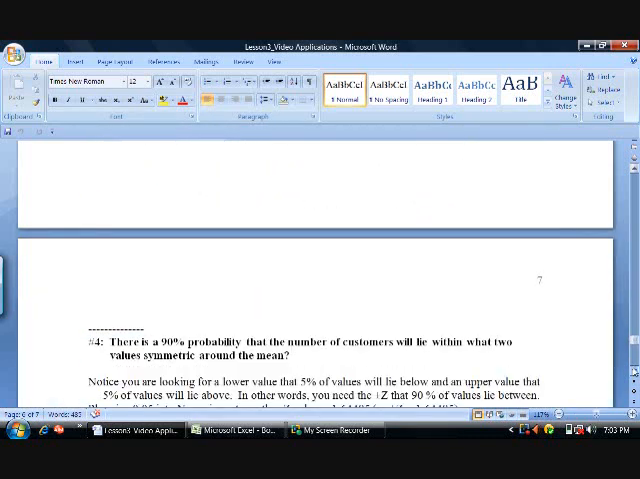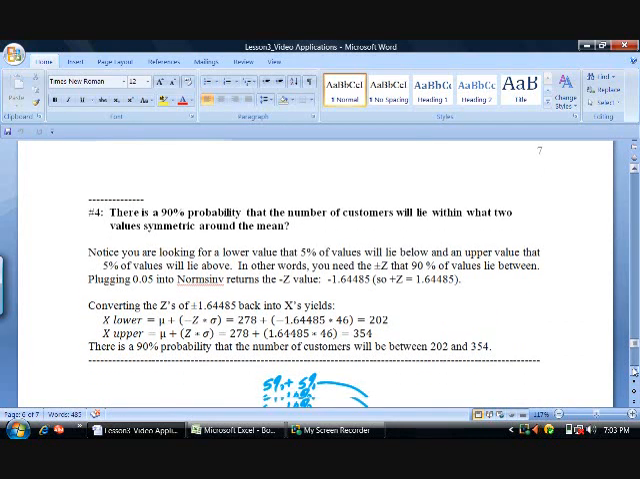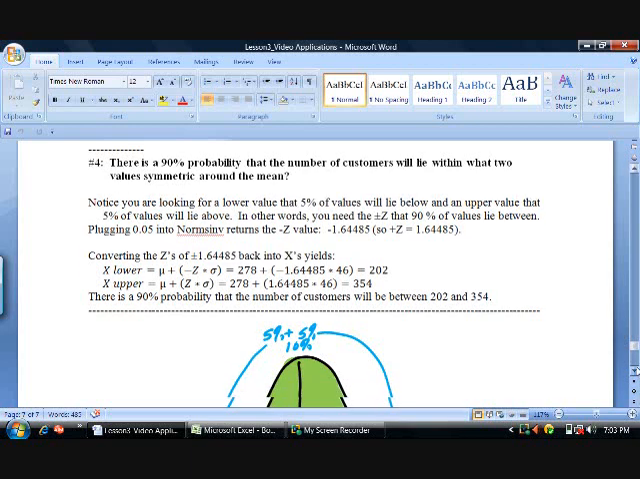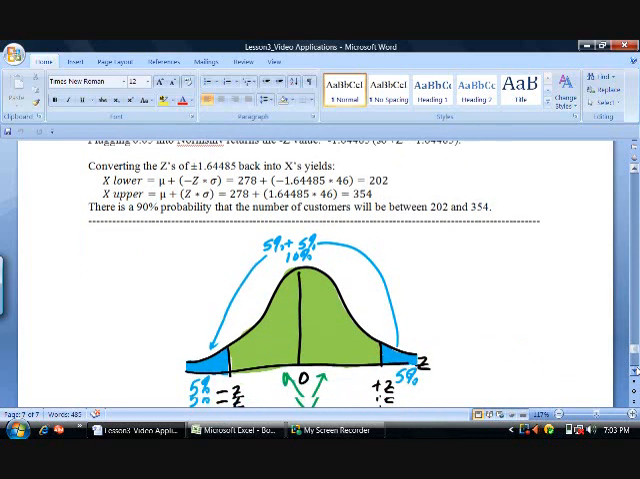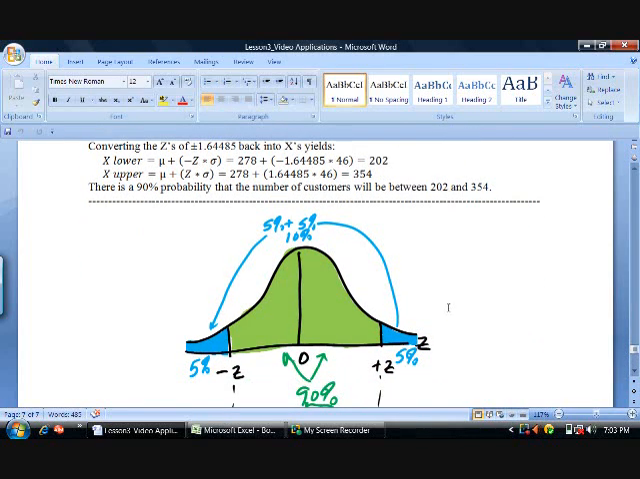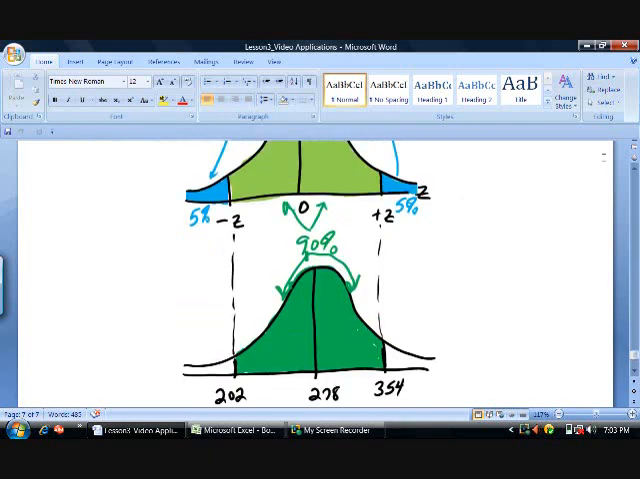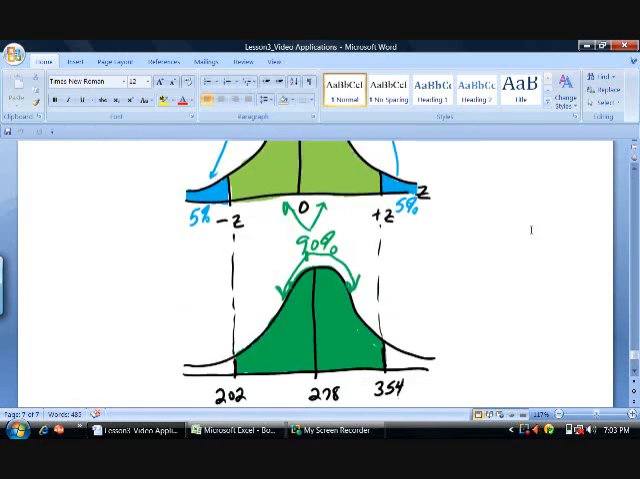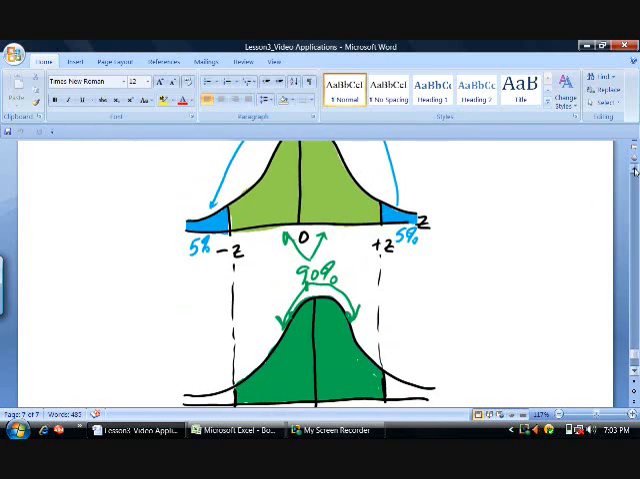Moving on. The last application is number 4, and it asks you a little tougher problem. It says, look, there's a 90% probability that the number of customers will lie within what two values symmetric around the mean? What does that look like? Well, in terms of a z, it means we're going to put 10% in the two tails. I want 5% in each tail since it's symmetric.